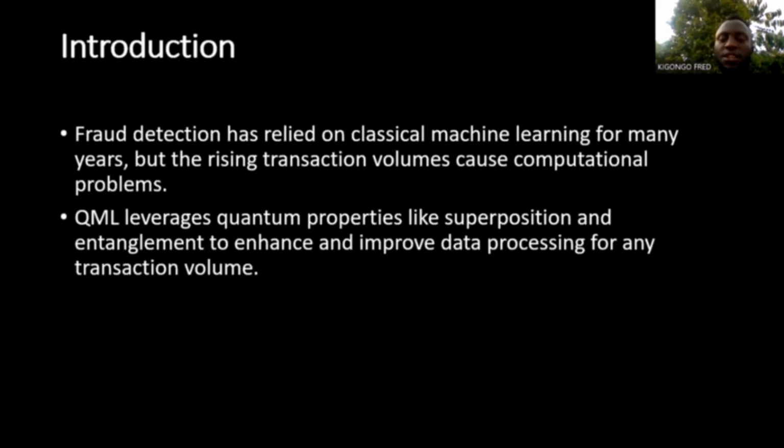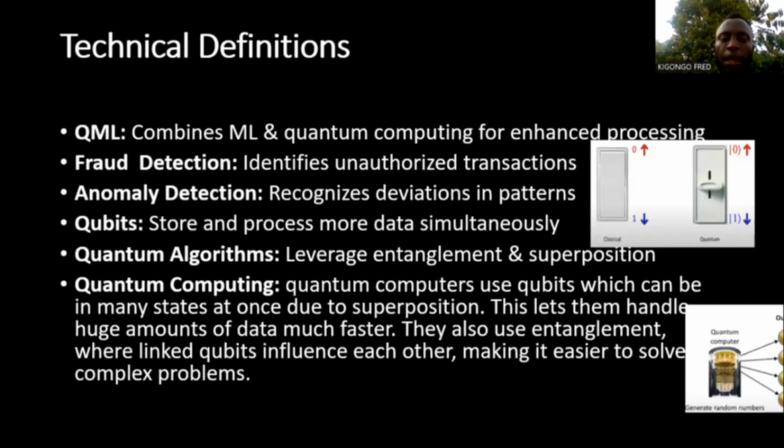Fraud detection has relied on classical machine learning for many years, but the rising transaction volumes cause computational problems, as I'm going to explain more in the next slide. And quantum machine learning leverages quantum properties like superposition, which I'm going to show you in the next slide, and entanglement to enhance and improve data processing on a transaction volume. And I'm going to be taking you to this next slide.